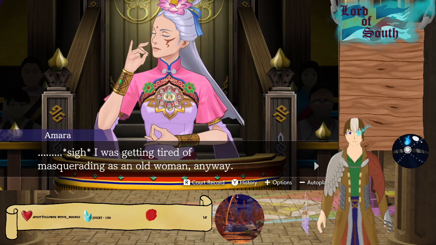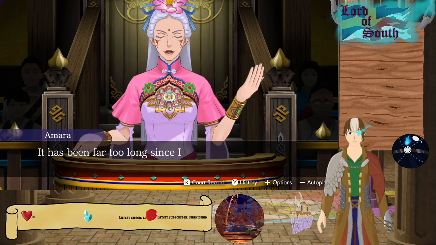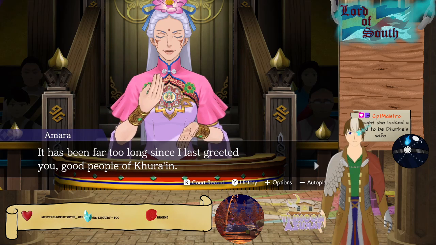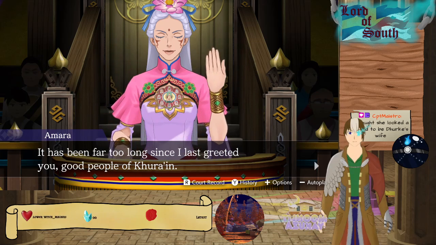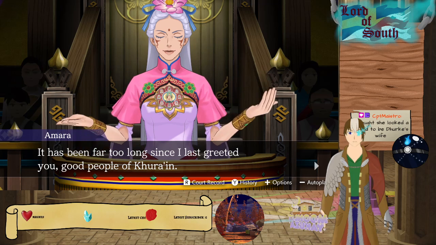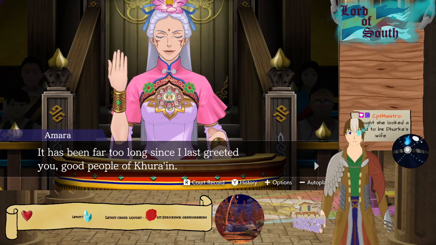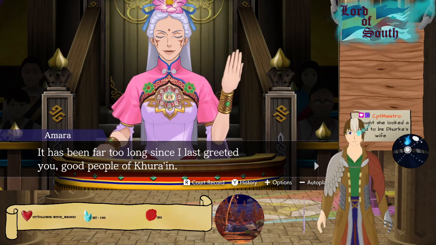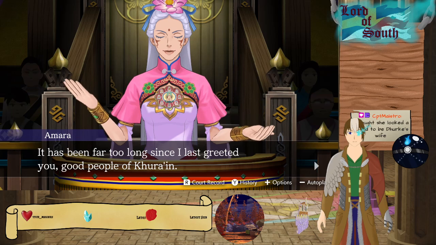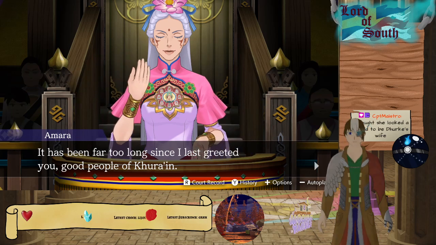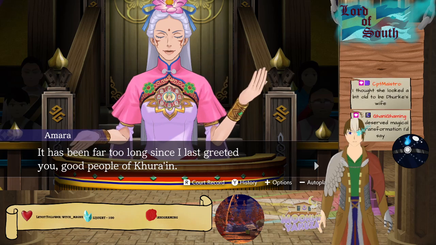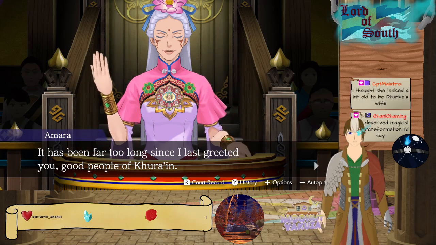I was getting tired of masquerading as an old woman anyway. But apparently cannot drop the voice. I thought she looked a bit too old to be Daruk's wife. Yeah, even I thought so. Like we know you're Amara, but sure as hell you look at least 20 to 30 years older than he is. But still, apparently a transformation like a magical girl. God damn, well-deserved magical girl transformation, I'd say. Yeah, definitely.